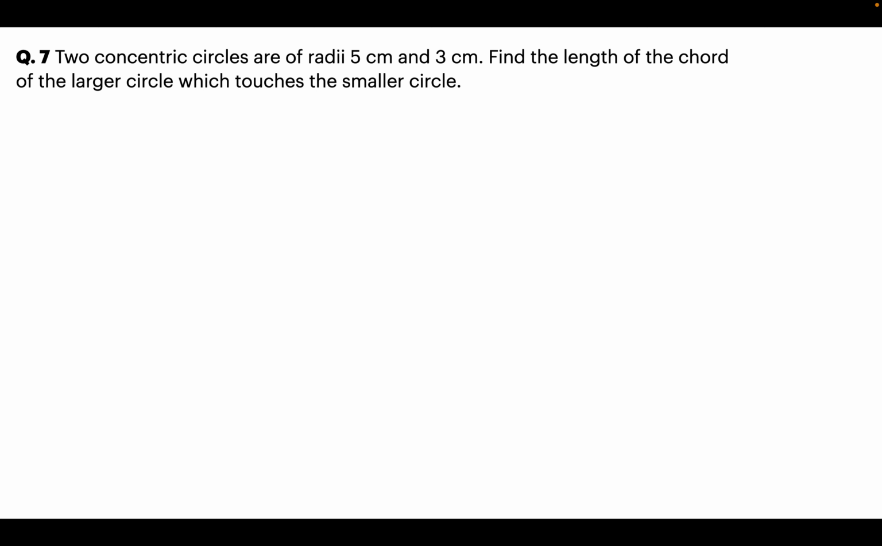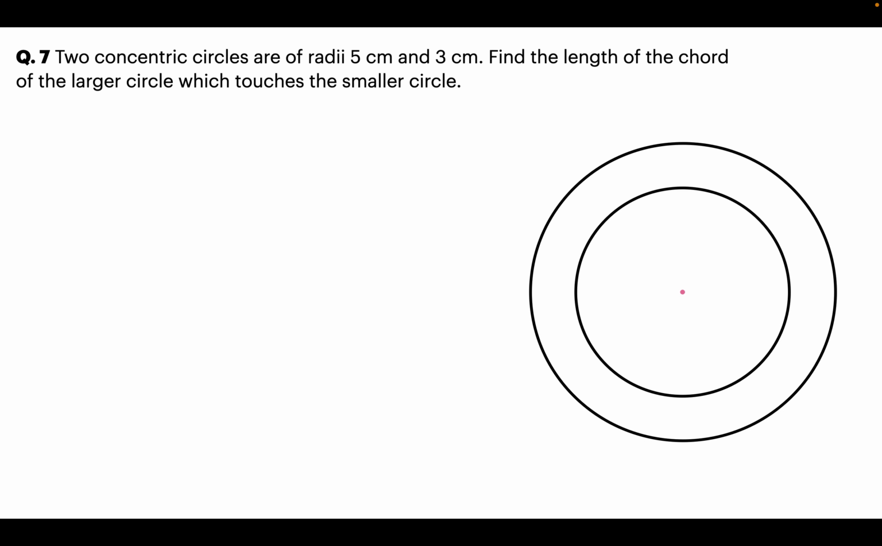Question 7. Two concentric circles are of radii 5 centimeters and 3 centimeters. Find the length of the chord of the larger circle which touches the smaller circle. So we draw a circle first. Let's locate its center here. Two concentric circles, so draw one more, the larger one, and this is going to be concentric. That means both the circles are going to have the same center. And now let's draw a chord to the larger one, and it said it touches the smaller circle.